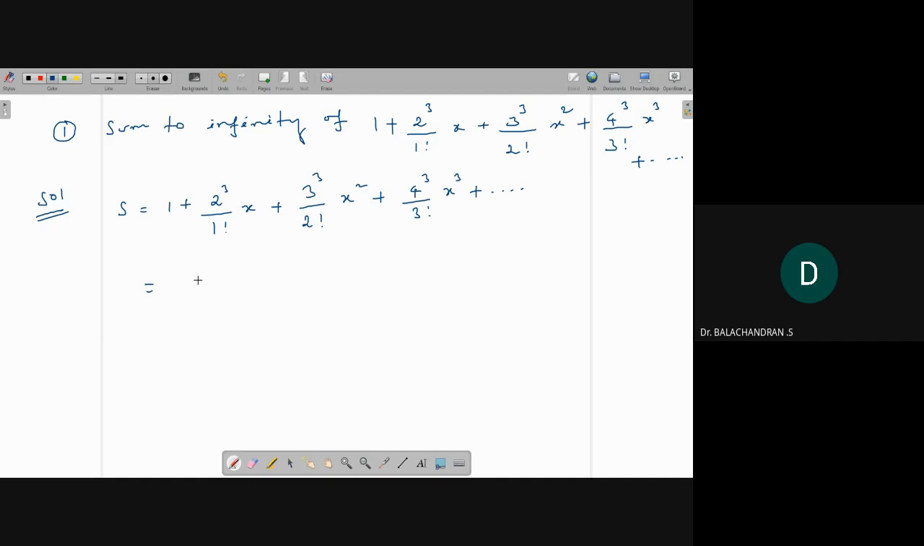Please tell the nth term. (n plus 1) whole cube by n factorial into x power n. It's correct. N varies from where to where? 0 to infinity. Because if you substitute n equal to 0, you'll get the first term. If you substitute n equal to 1, you'll get the second term.